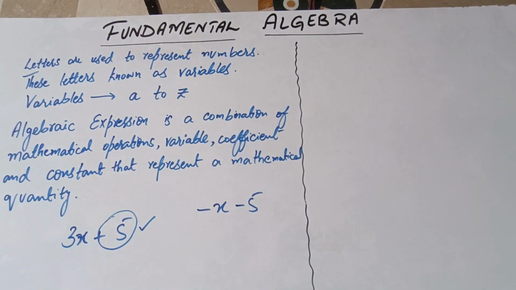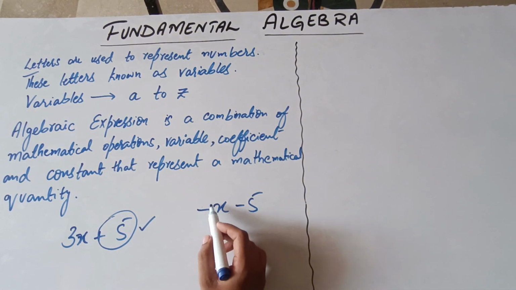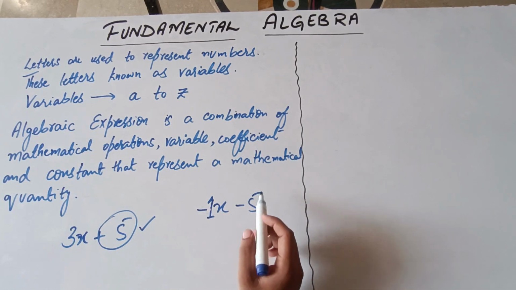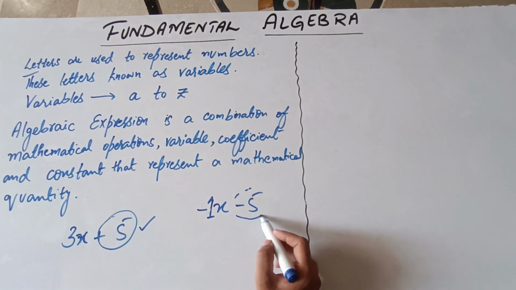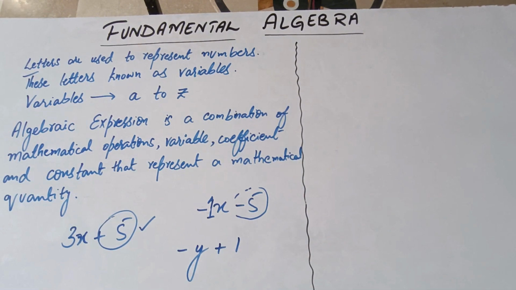Is this an expression? Yes, this is also an expression. Why? Because a variable is there, which is x. The coefficient is -1. If nothing is written before the variable, it means there is 1. And the constant is -5. If I ask whether it is an expression, what would your answer be? Yes, this is also an expression.